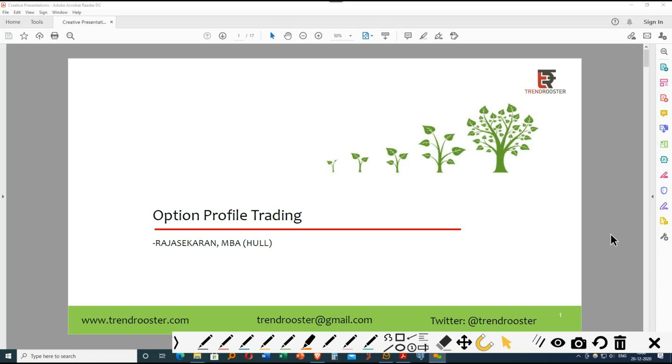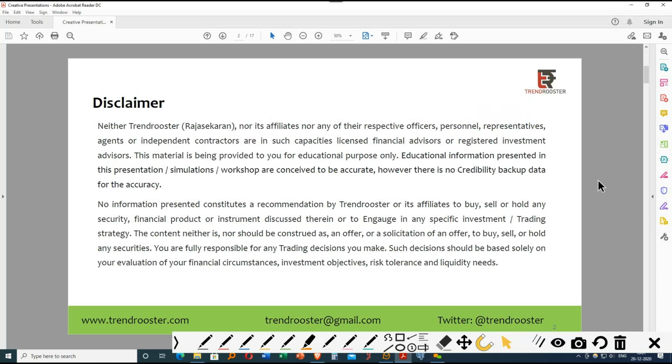Let's start. Today my objective is to convey what option profile trading is. This is kind of unique, and if I'm not wrong, this kind of trading is not really available in India. This is not a strategy or anything. This is a process, a system. Without further ado, let's move on.